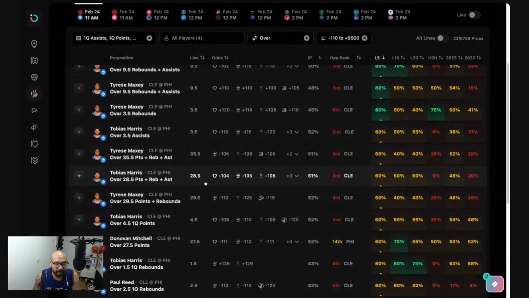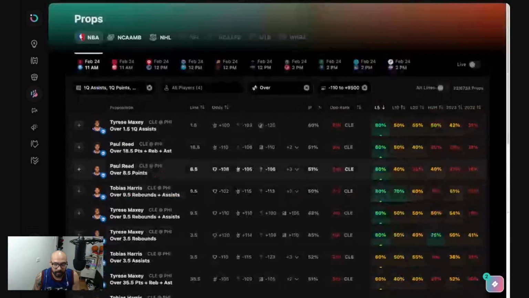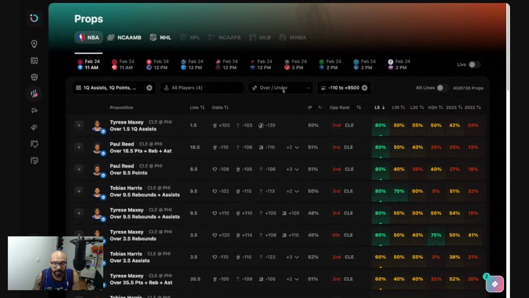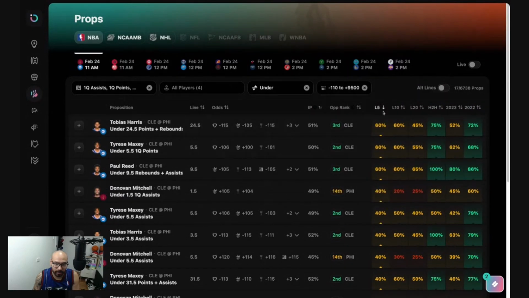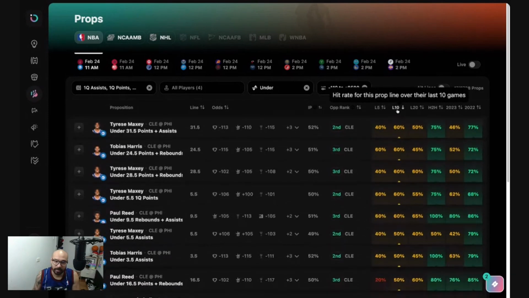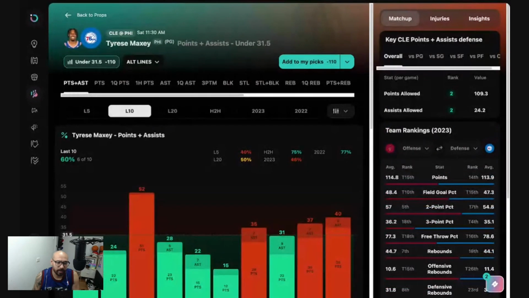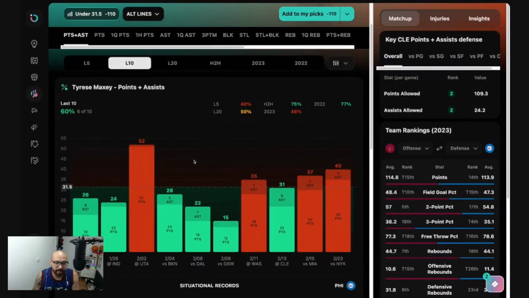Scrolling through to see if there's anything else that we like if we're looking at the over, and there's nothing there. So then what you can do is flip to the under. If there's not a lot that we like for the over, there might be a lot that we like for the under. Let's just put it that way. So looking at the last 10, you want to fade Tyrese Maxey. Under 31.5 points and assists. He's hit the under in 6 out of his last 10.